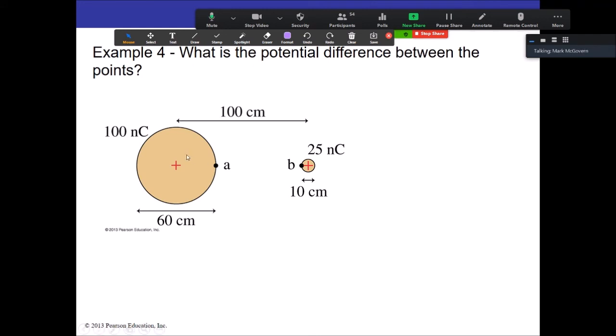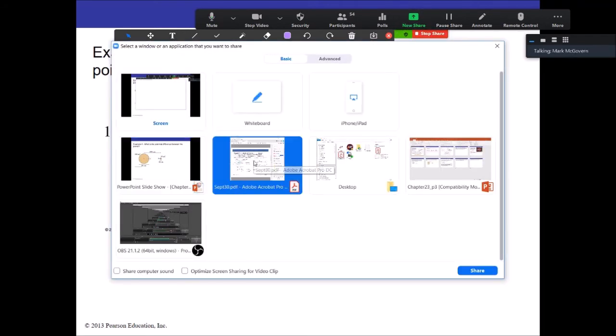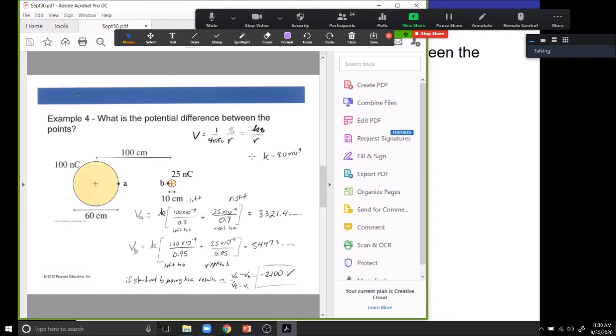So for both point A and B, we have to work out 2 electric potentials. Okay? And then we subtract them. Well, we work out 2 electric potentials for A and 2 electric potentials for B. And then we subtract them. So let's do that.